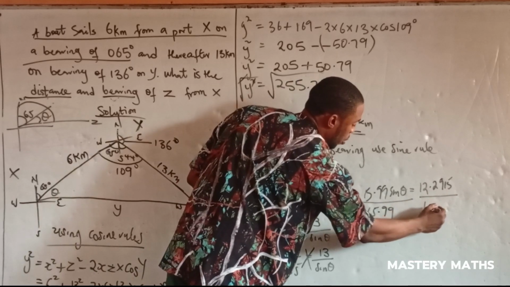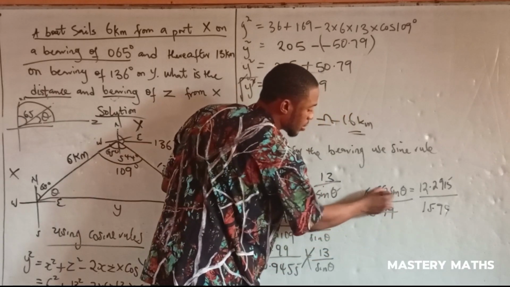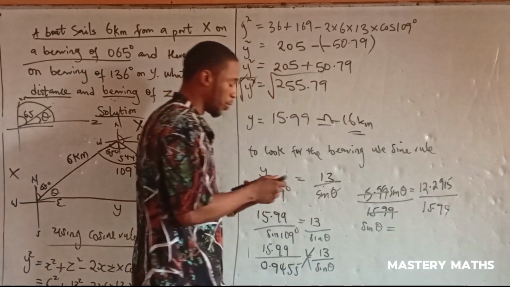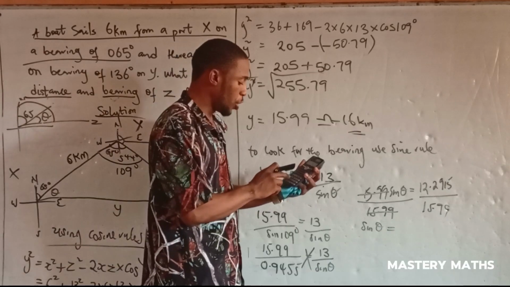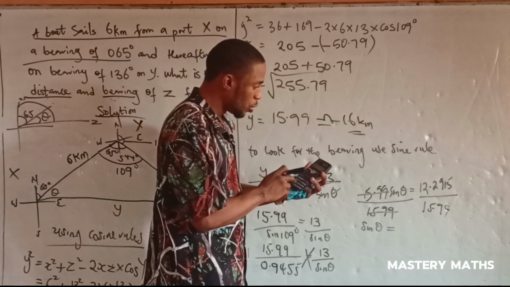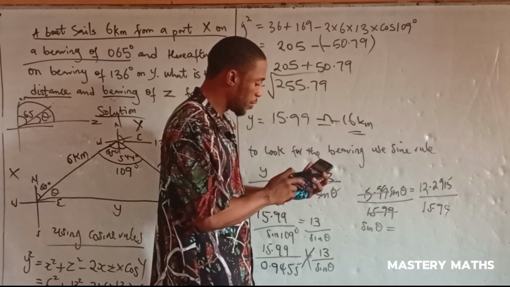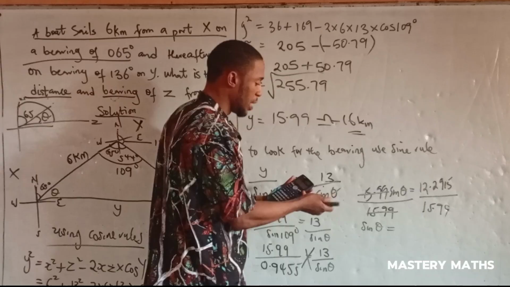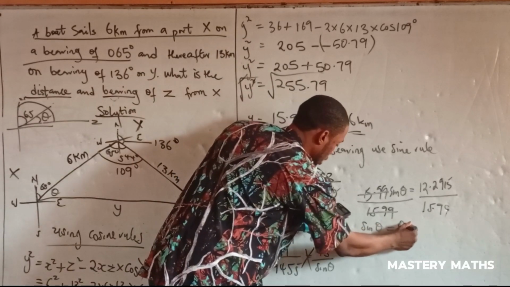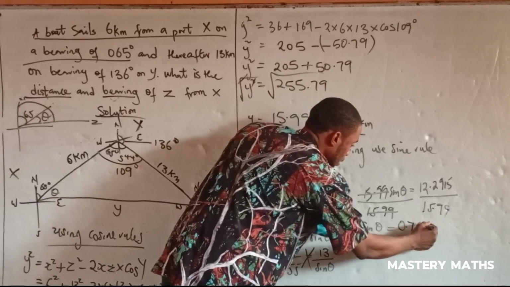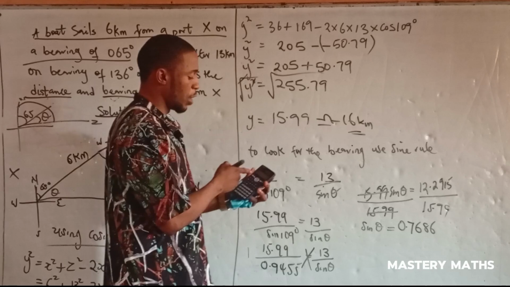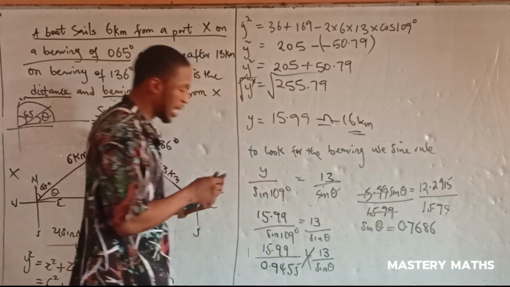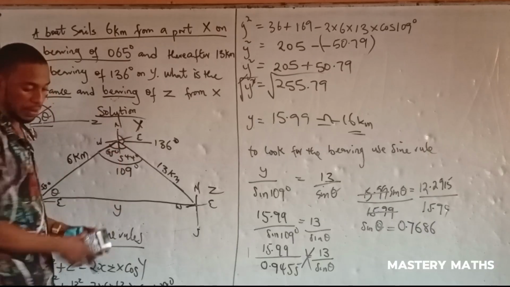You have your 15.99. Then when this cancels out this, you have sine theta equal to. Now let's divide this through. That's what it gives to us. You divide 12.2915 divided by 15.99. You see now, it will give us 0.7686. Now, we are looking for this. Now, how do we get the theta? Because the theta will give us our bearing.